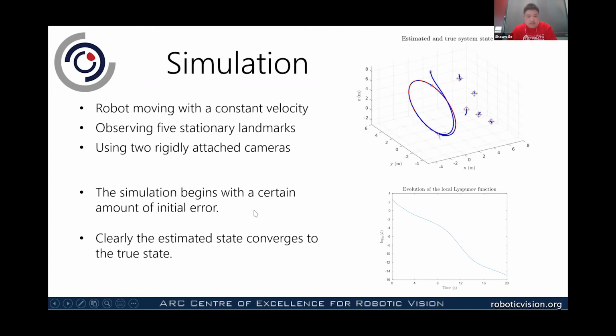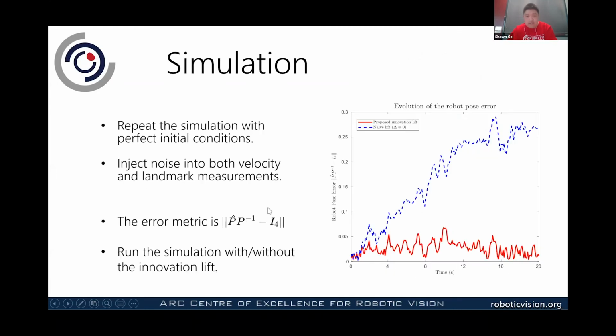And then to demonstrate the effect of the innovation lift, we repeat the simulation with perfect initial conditions and inject process and measurement noises in the system. Then we measure the error in robot pose. For the system without innovation lift, which means delta is always 0, the error keeps accumulating, while for the system with innovation lift, the drift is clearly reduced.